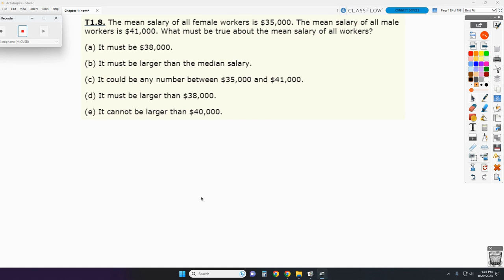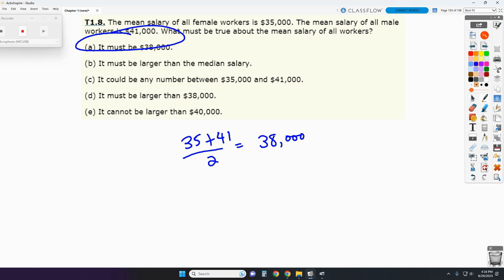All right, number 8. The mean salary of all female workers is $35,000. The mean salary of all male workers is $41,000. What must be true about the mean salary of all workers? So a very common misconception would be just to say, let's find the average of 35 and 41,000. And that would come out to be $38,000. And then some people will say, yeah, it must be $38,000. But that would only be true if there were as many female workers as there were male workers. And they didn't specify how many female workers there were and how many male workers there were.